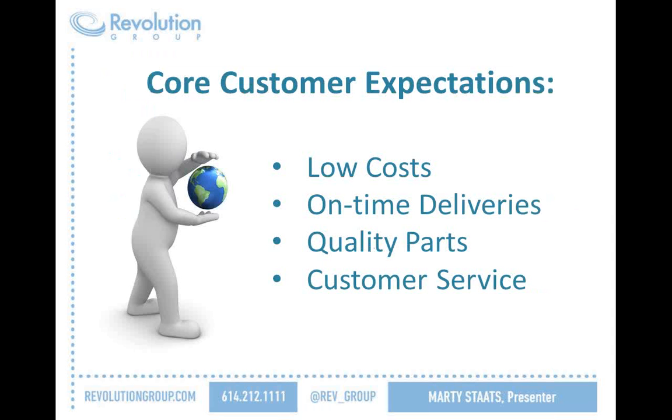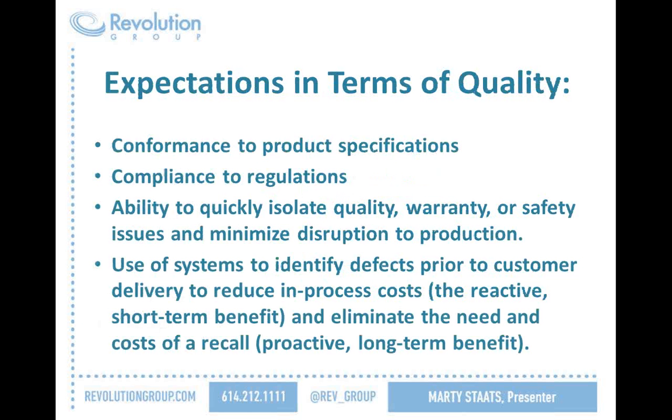So, going back to our customer expectations, they're looking for low cost, on-time delivery, quality parts, and exceptional customer service from you. Also, in terms of quality, they are looking for conformance to product specifications as they define. They're looking for compliance with any regulatory requirements. They're also looking for an ability from you to quickly isolate any quality problems and potential warranty issues, and also to avoid or minimize disruption to their production.